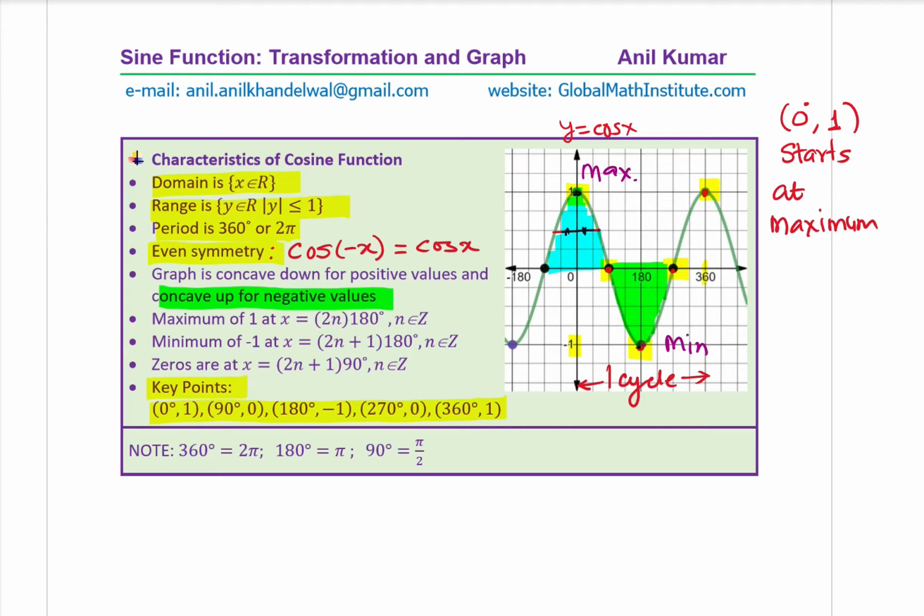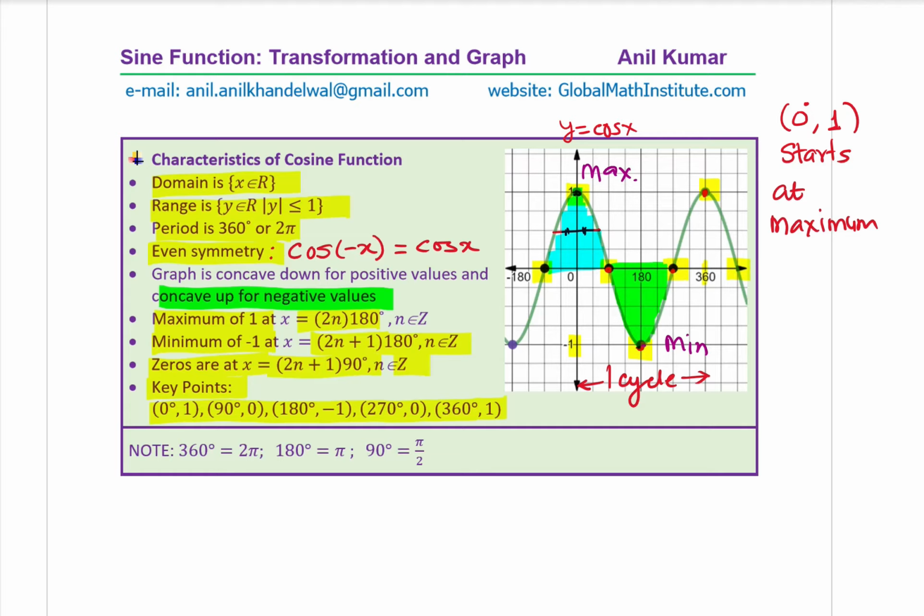So as I was saying, we have a maximum value of 1 at x equals all the multiples of 180, 2n times 180, right? So 0, 360, 720, and so on. And it has a minimum value of minus 1 at odd multiples of 180 degrees. Zeros. These are the zeros where the y value is 0. These zeros are at odd multiples of 90 degrees.